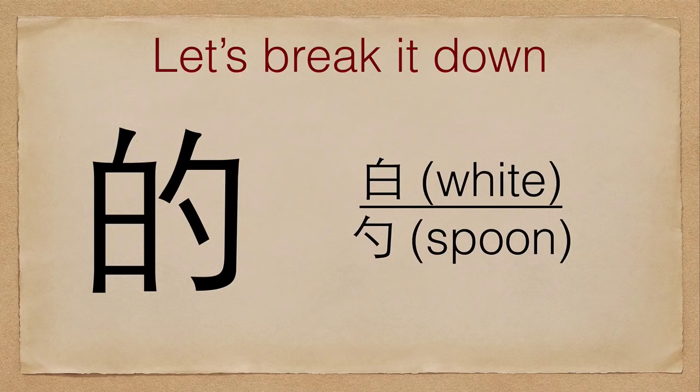So let's break this character down. The left-hand side of the character is 白, and it means white. And this is the radical. It was originally, in the ancient form of this character, the part of the character which gave it the meaning. And the right-hand side of the character is 勺, and it means spoon. There are complicated historical reasons why the character is formed like this, but for now, let's just break it down into these two components so we know how it's made up.